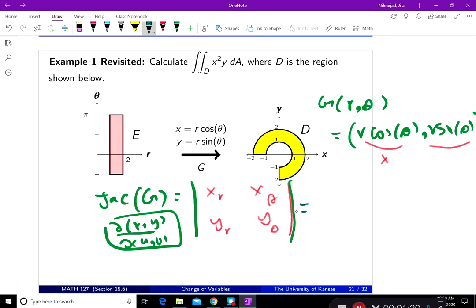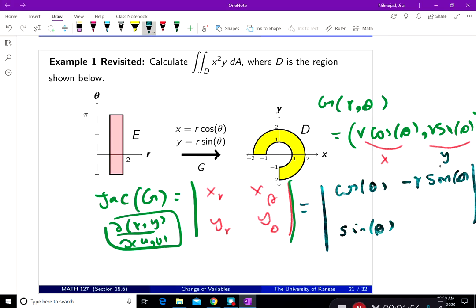And now x with respect to r is basically going to be cosine theta. X with respect to theta is going to be negative r sine theta. And then y with respect to r is going to be sine theta. Y with respect to theta is going to be r cosine theta. This times that minus this times that. That's the story of the determinant.